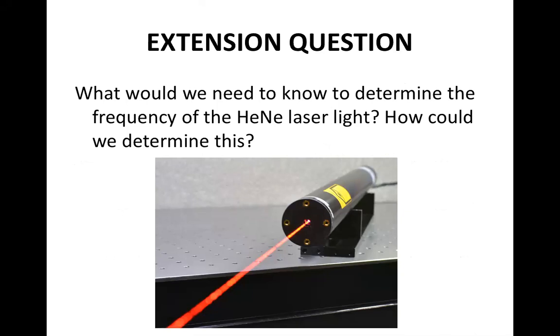So what would we need? Let's say we have a helium neon laser light. Let's determine the frequency of the laser light. So I want you to think of, how could you determine this? What would your experimental setup look like? So that's just an experiment. That's an extension question for you to think about, because that's actually testing if you understand this section. And if you don't, I encourage you to reread this section and the one with the water waves.